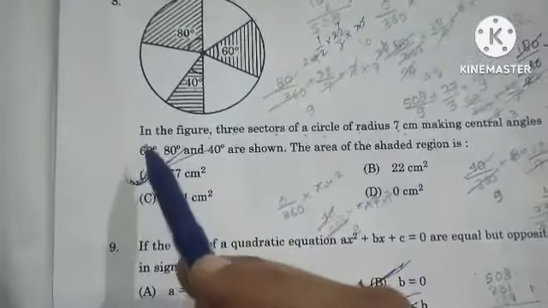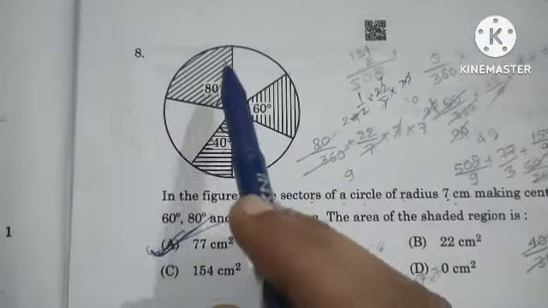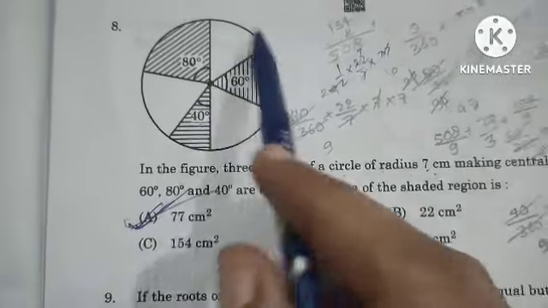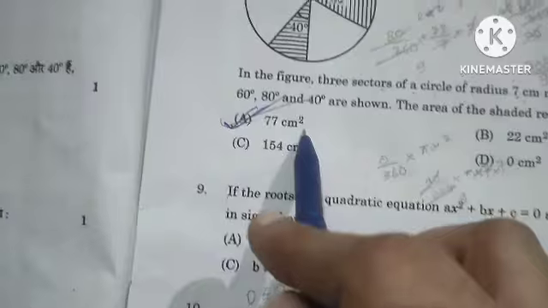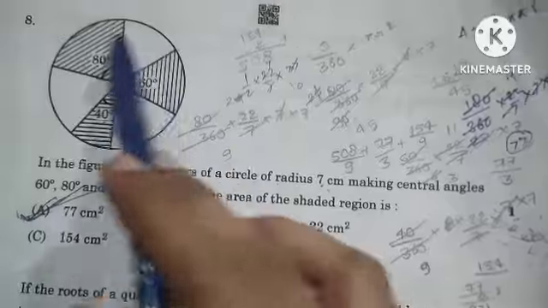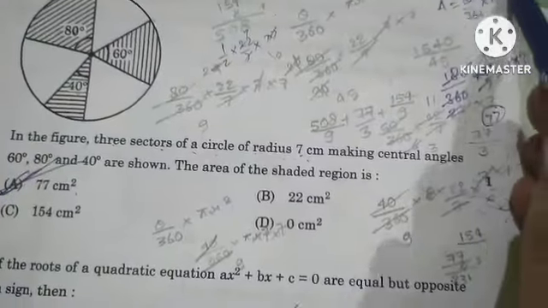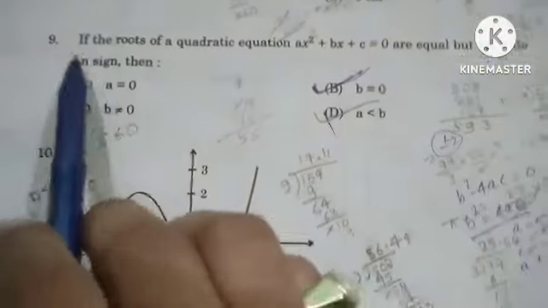We can use this formula in another way. Firstly, you have to find the area of this region and this region and this region, then the sum is also equal to 77 centimeter square. Otherwise you can use this formula and sum all the angles upon 360, because this is common in all the sectors. So let's move to question number 9.